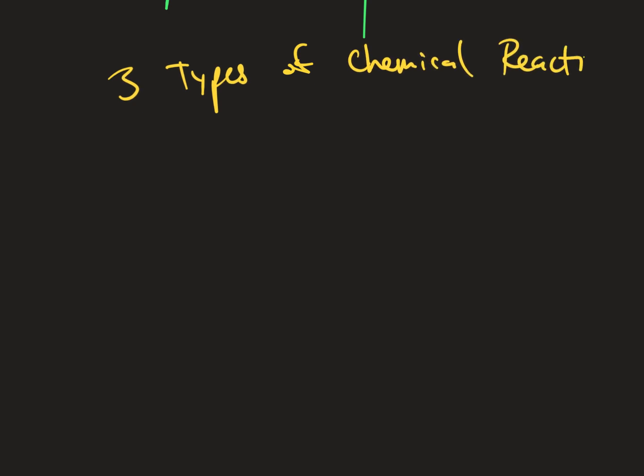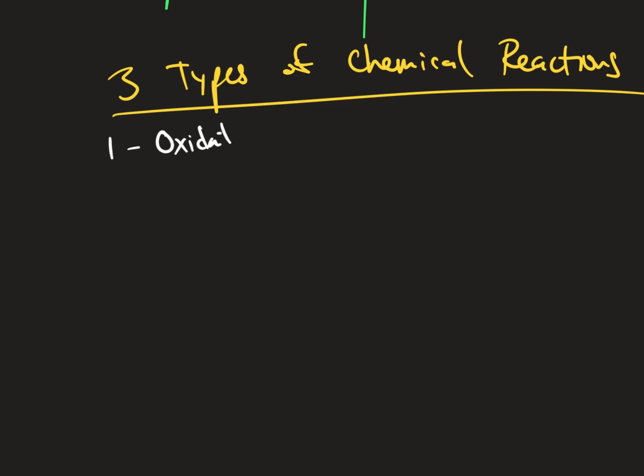All right, there are 3 different types of chemical reactions that we're going to deal with in this class. So let's give you an idea of each one of these. Three types of chemical reactions. Type 1, oxidation reduction reactions, or sometimes called redox.